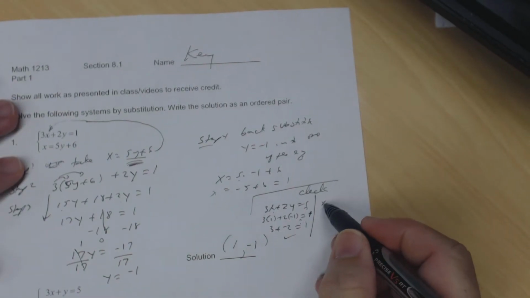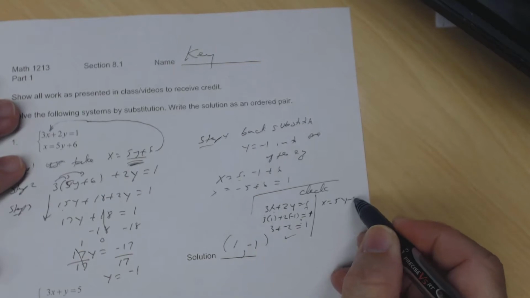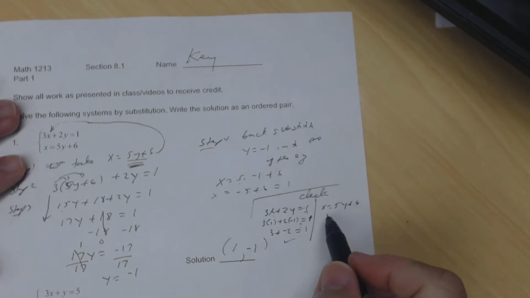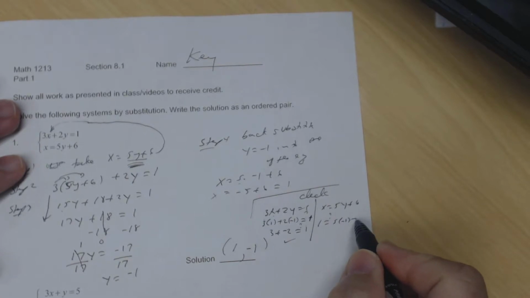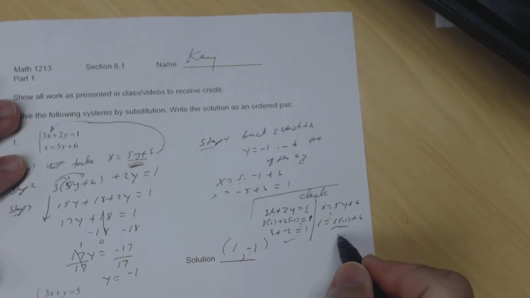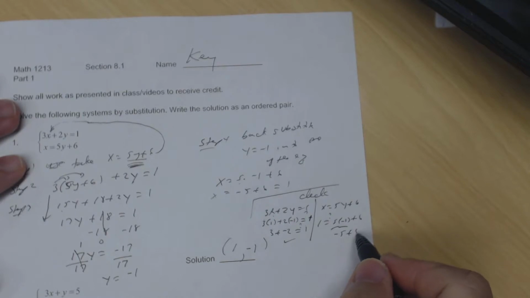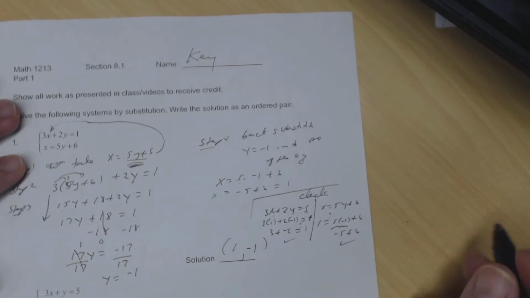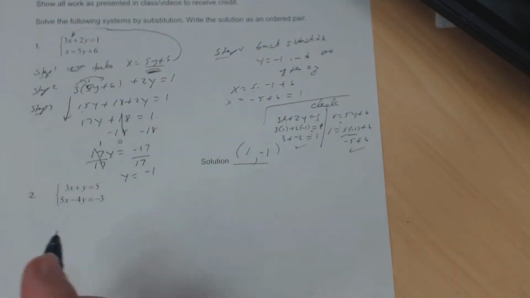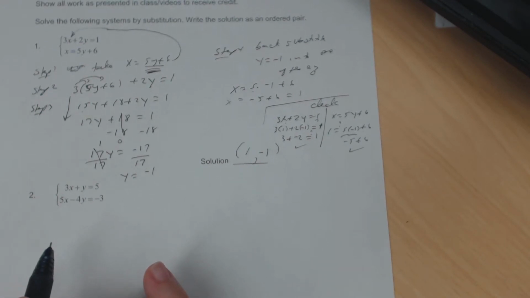All right, if you go to the other one, remember the other one has to be true too. So I just rewrote the equation. So x is 1. The question is, is that going to equal 5 times negative 1 plus 6? Well, 5 times negative 1 is a negative 5, and negative 5 plus 6 is equal to 1. All right. Okay, so let's look at number 2 now.